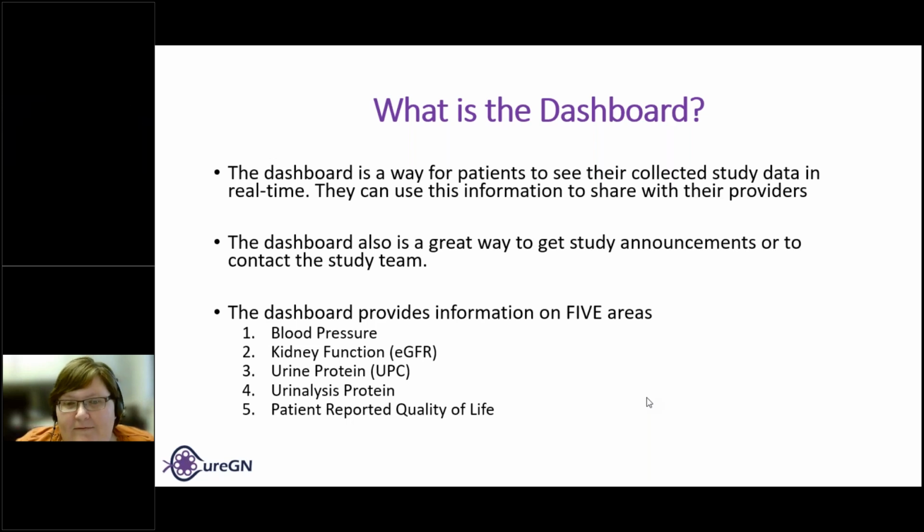And then they can also take those results and show them to their provider. It's also a great way for us to share study announcements with you if there are upcoming fireside chats, or any other study opportunities that we'd like to share. There are news feeds on the dashboard, and we always post updates there as well. The dashboard provides information on 5 areas for patients: their blood pressure, kidney function, urine protein, urinalysis protein, and their patient-reported quality of life. Next slide, please.